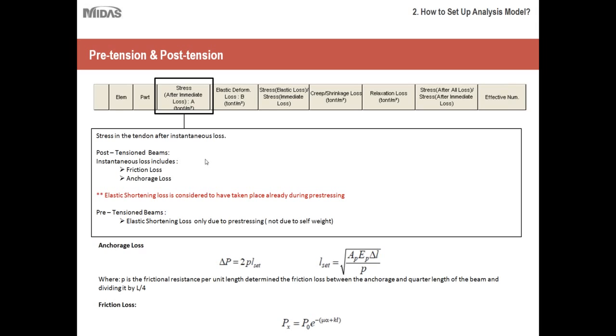So in post-tension beams, as we all know, there are friction losses and anchorage losses that make up the instantaneous loss. So if it is a post-tension beam, we will see under stresses after immediate loss, the instantaneous losses to be comprised of friction and anchorage losses. And if it is a pre-tension beam, you will see the elastic shortening loss, which occurs right after the release of the strands. And the formulas are pretty simple and straightforward, and these are the formulas that are applied by any tool for computing the losses. So these are the anchorage loss and the friction loss.